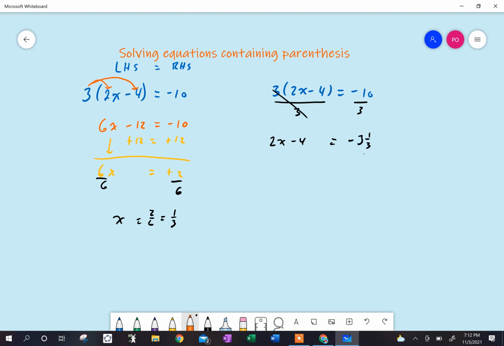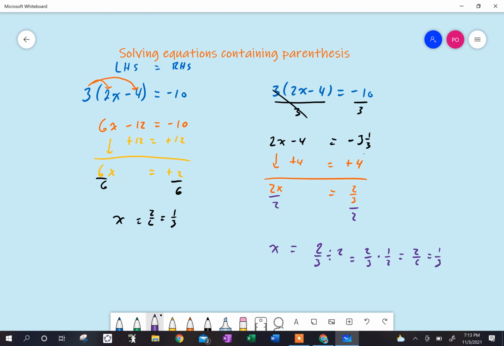And now check out what happens. I'm going to add 4. I'm going to add 4. So now I bring down my 2x. I get 2x equals 4 minus 3 1/3 is 2/3. Well, now I'm going to divide by 2. Divide by 2, and I get x equals 2/3 divided by 2, which is really the same as 2/3 times 1/2, which gives me 2/6, which is 1/3.